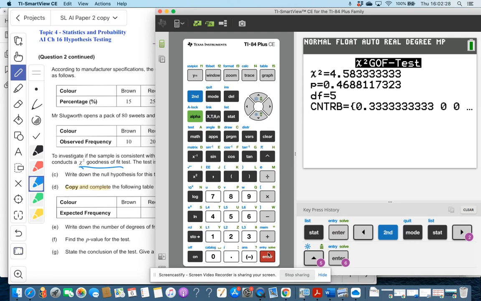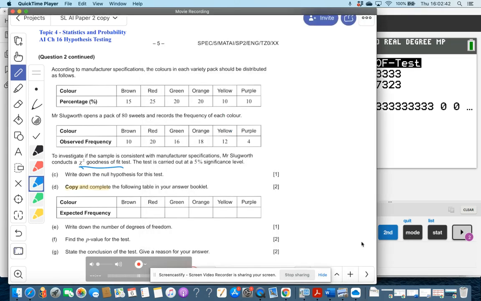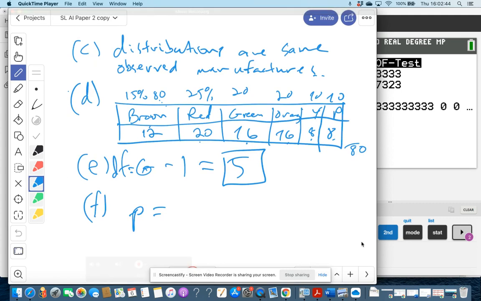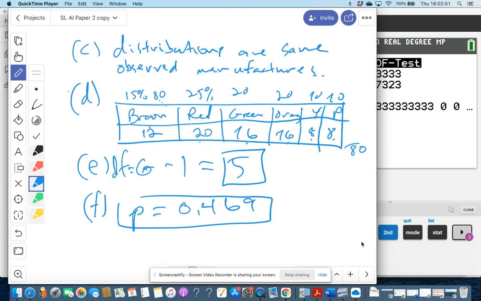Okay, so I have a chi-squared statistic. It didn't ask us for that. It asked us for the p-value. And I see that p-value as 0.469, rounded to 3 significant figures.